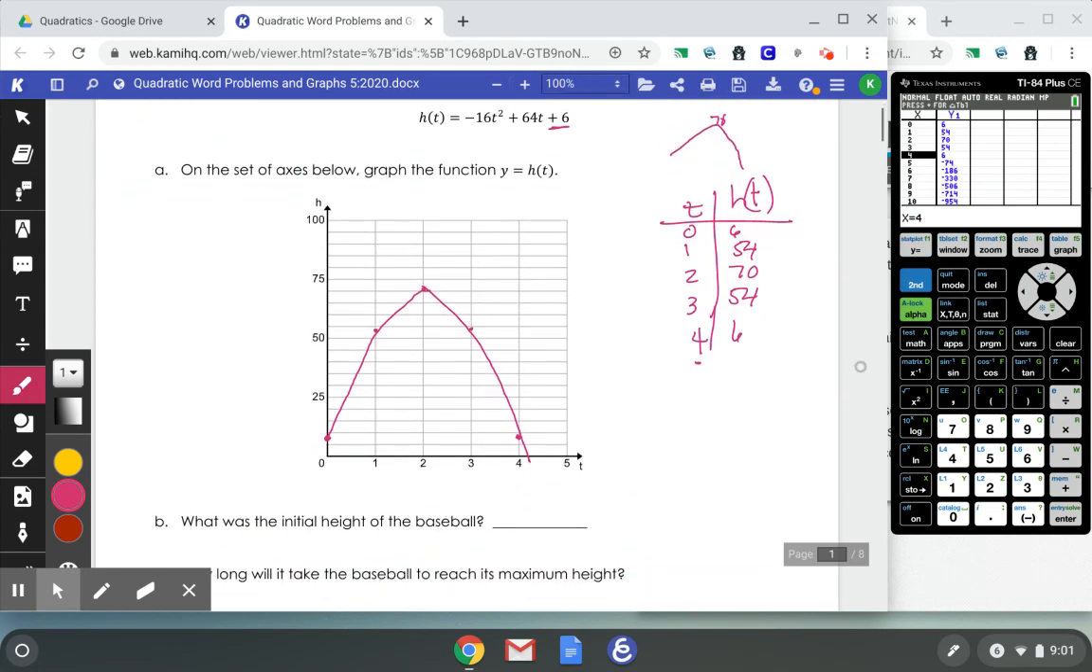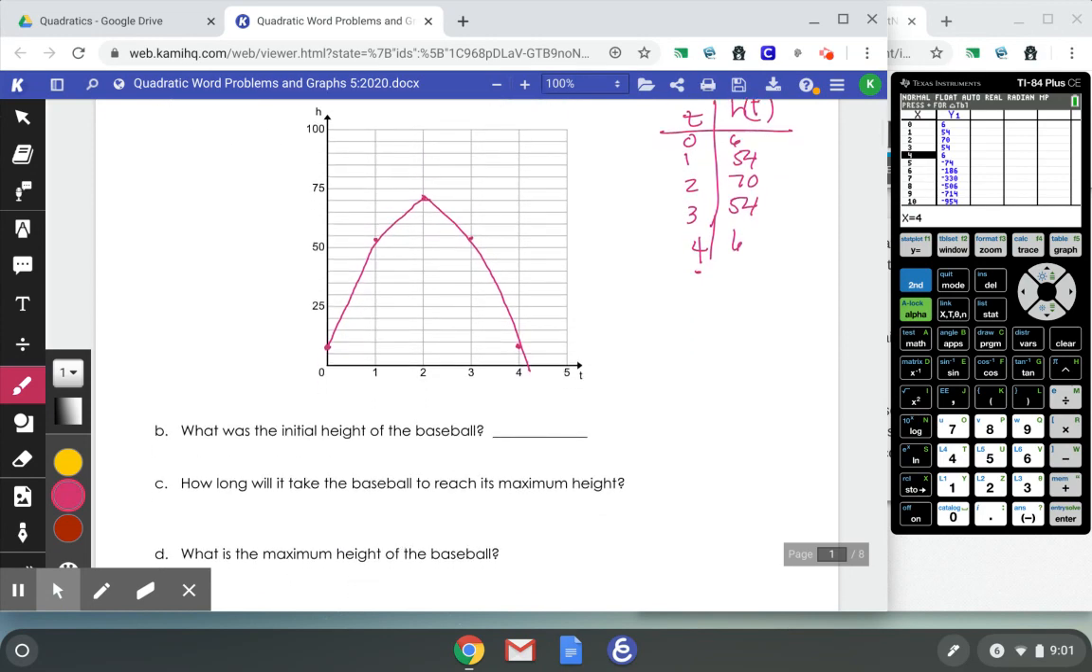Okay, let's look at a couple of questions that relate to the graph. It says, what is the initial height of the baseball? Oh, I just answered that. The initial height is 6. So like I said, this could mean a person is 6 feet tall that is throwing it.